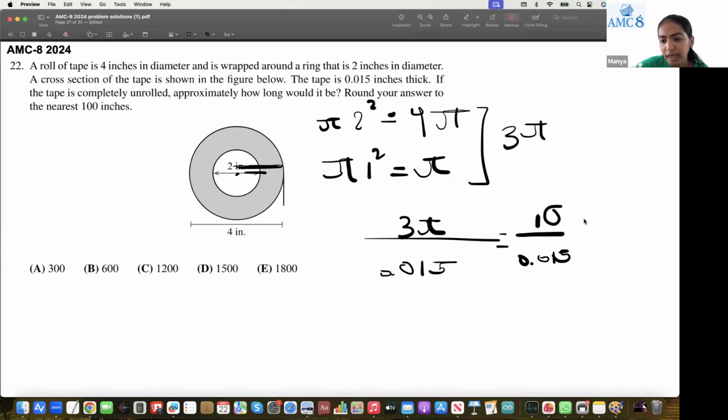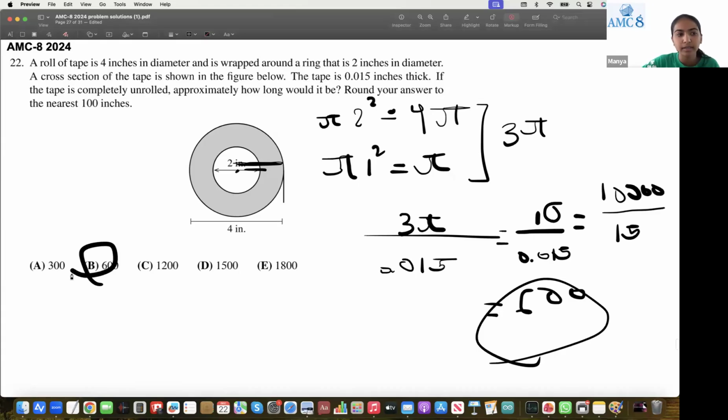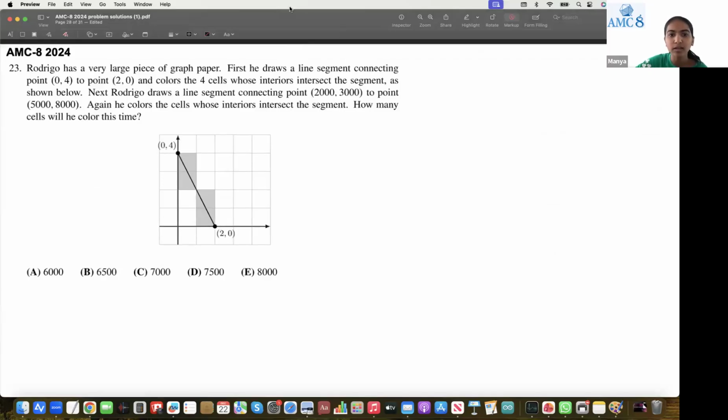If we do this, if we multiply this by 1,000, we'll be getting 10,000 by 15, which is approximately equal to 600. Approximately. And so, our closest answer to 600 would just be equal to B. And so we can go to problem number 23 now. Problem number 23 is kind of like where we have to visualize this, and we need to try to shrink these numbers down lower. And so let's get started.